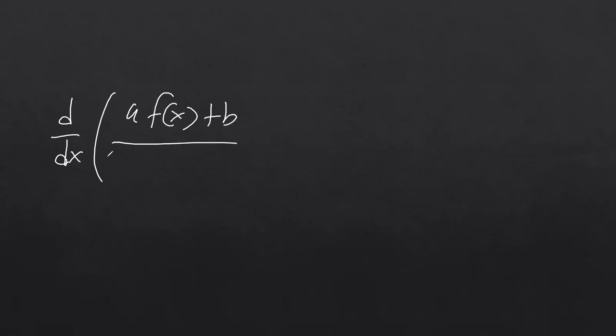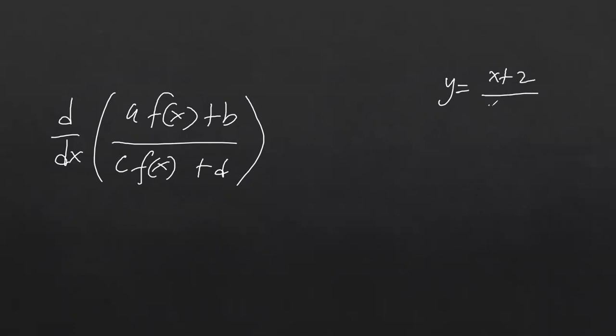All you have to do is, first, if you have the derivative of your function of the form a f of x plus b over c f of x plus d. By the way, this technique will only be applicable if these two functions are the same, and a, b, c, and d are constants. So just like what we have a while ago, the given is y equal to x plus 2 over x plus 3.